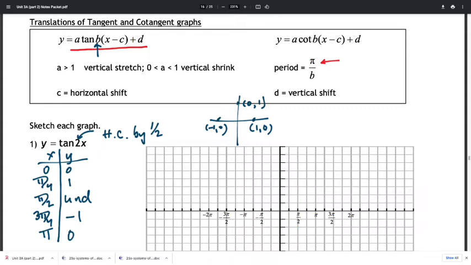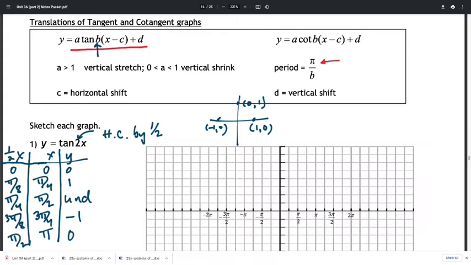So what I forgot to do is I showed the transformation. On the x right here, you're going to make changes to it by doing the opposite. Instead of multiplying by 2, we're going to multiply by 1/2. So this will stay 0 because 1/2 times 0 is 0. 1/2 times pi over 4 is pi over 8. Half of pi over 2 is pi over 4. Half of 3 pi over 4 is 3 pi over 8. And half of pi is pi over 2.